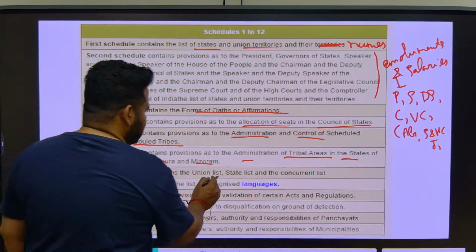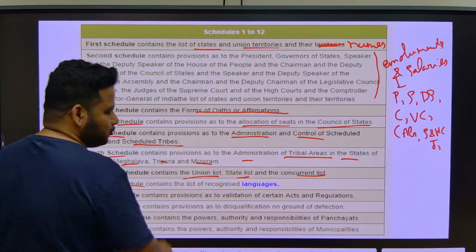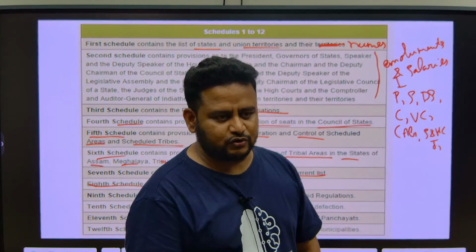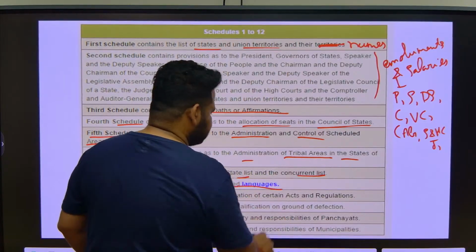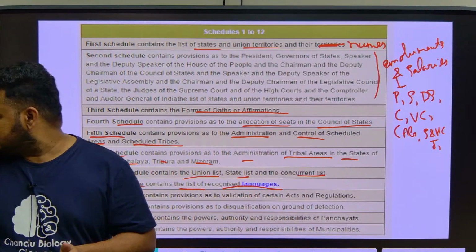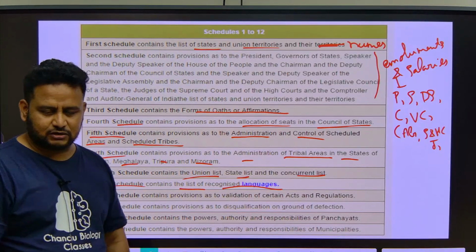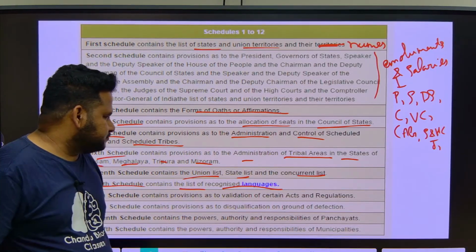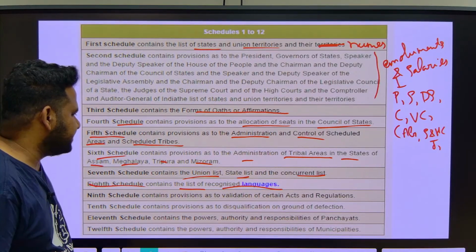Next, 7th schedule. I told you in the previous class itself, it is talking about division of power: union list, state list and concurrent list. 8th schedule, I told you, is part 17, official languages. The list of recognized languages, that is nothing but official languages, is contained in the 8th schedule. 9th schedule contains provision for validation of certain acts and regulations.